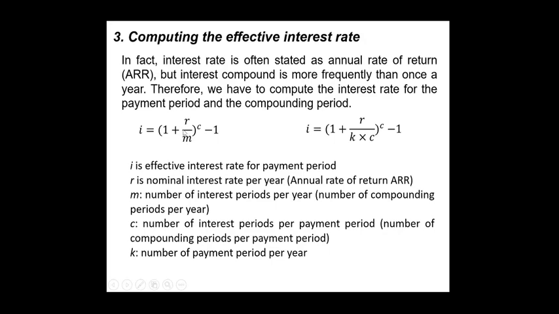Interest and number of compounding periods per year, and c is the number of interest compounding periods per payment period. Okay.